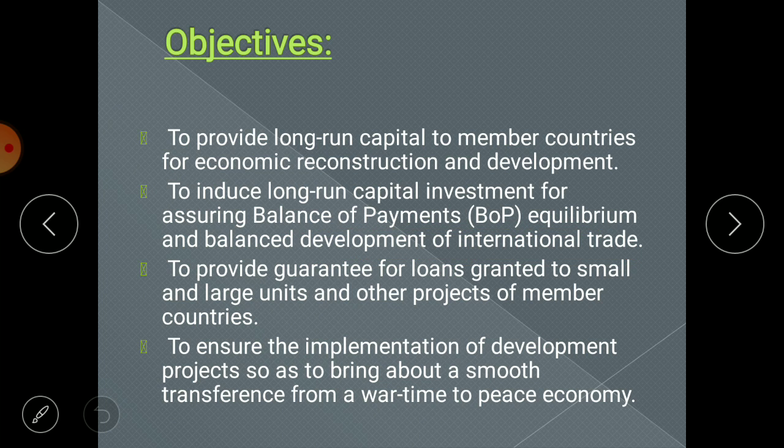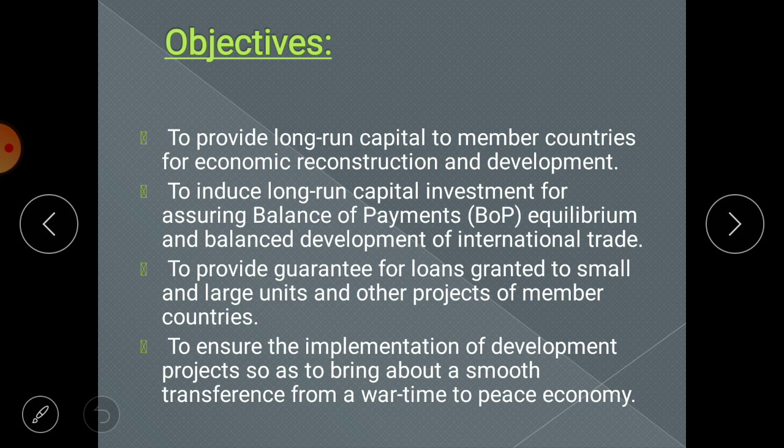To provide guarantee for loans granted to small and large units and other projects of member countries. The World Bank not only provides loans but also provides guarantees. If any private loan giver is there, then the World Bank becomes the guarantor that your loan will be repaid with interest. Your loan is in safe hands, and due to the guarantee of the World Bank, even the loanable amount increases because the loan provider finds lesser risk in giving a loan.